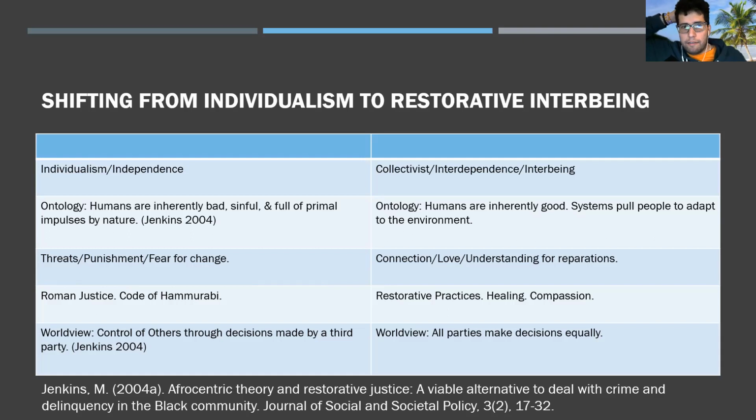And again, the difference in ontology: that humans are inherently bad, sinful, full of primal impulses by nature. And so you can kind of see how psychoanalytic, modern analytic theories take part of this ontology, thinking about the id and those primal impulses, like killing and sex, that they discuss when they're talking about folks managing their own destructive impulses. But the ontology of an Afrocentric model would highlight that humans are inherently good by nature.